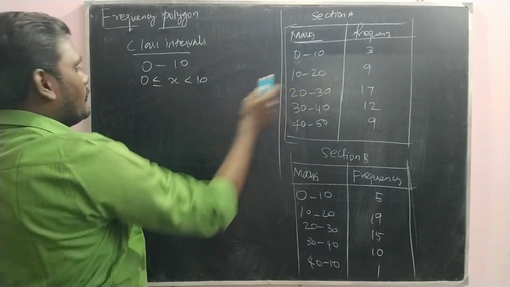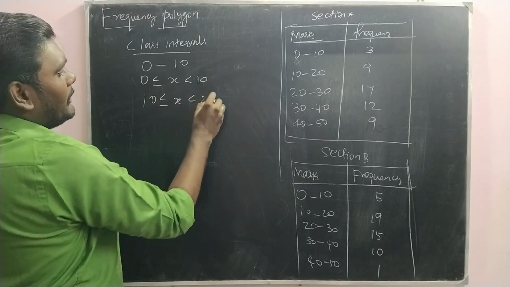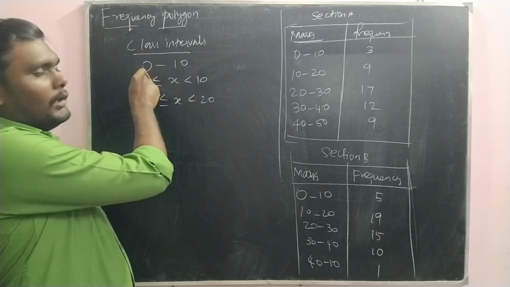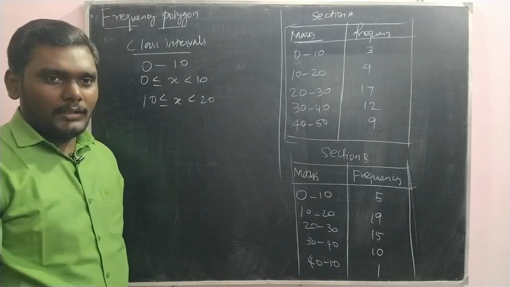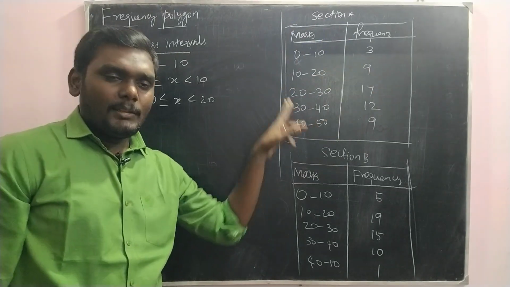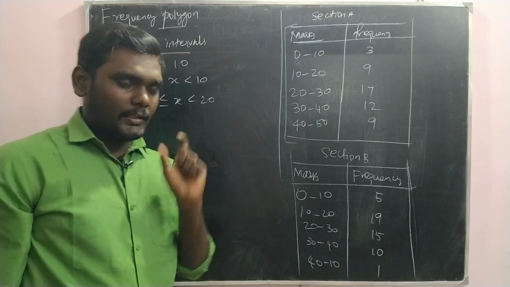And then 10 to 20 means 10 is included, and the upper limit 20 is not included. In this, the first number is the lower limit and the next number is the upper limit. To calculate the frequency polygon, we will be calculating one thing called class mark.